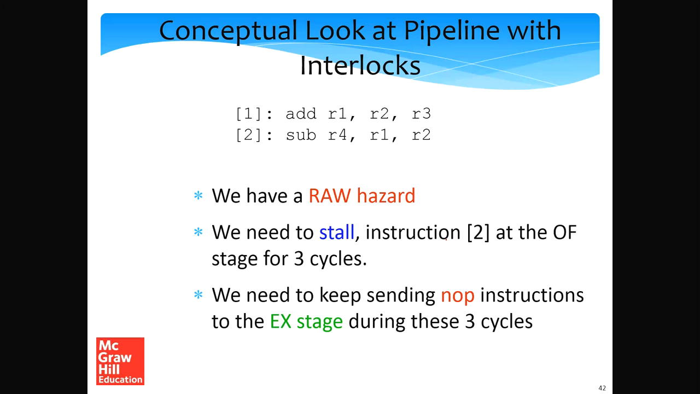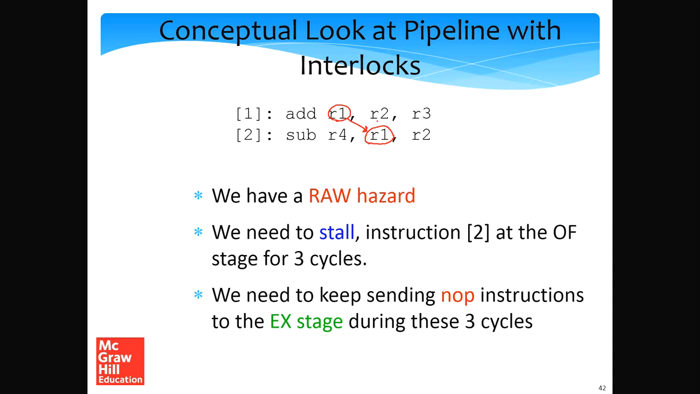So let's take a conceptual look at a pipeline with interlocks. Let's consider an add instruction. Let's just consider two instructions with a read after write dependence between them. The first instruction writes to register R1 and the second instruction reads from register R1. So there is a read after write, or RAW, hazard. What we are saying is that we need to stall instruction number 2 at the OF stage for 3 cycles till it gets the right value of R1, which instruction 1 will write.